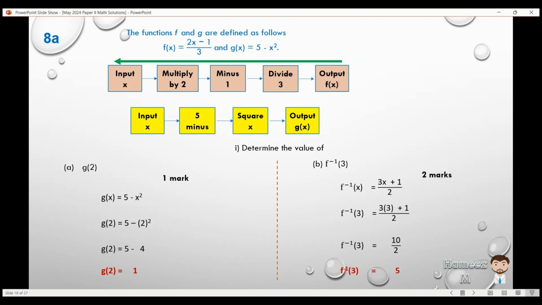And if we go the other way, in the inverse function direction, from right to left, if the input is 3, then the output is 5. So it works.